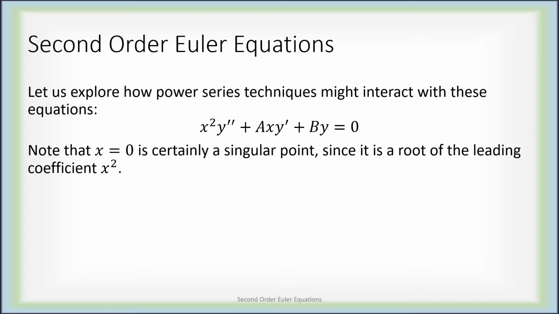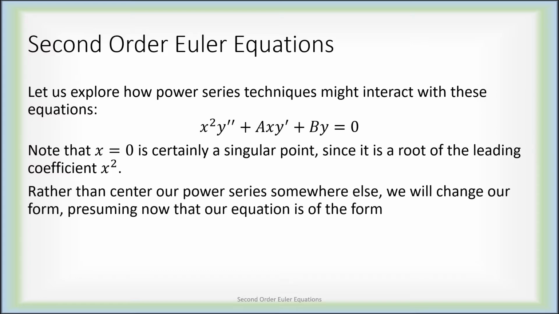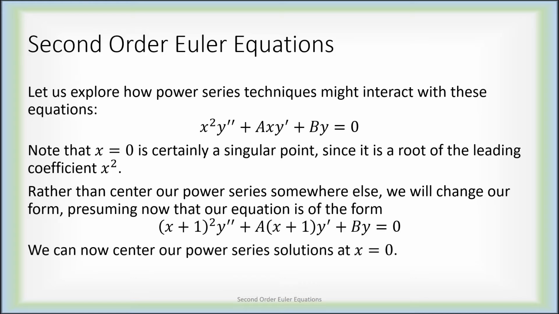Notice that x equals 0 is absolutely a singular point of this equation, since it's a root of the leading coefficient x squared. So rather than centering our power series somewhere else, we're going to just change the form of our differential equation, presuming that instead this Euler equation is of the form (x plus 1) squared y double prime plus a(x plus 1) y prime plus by. This will allow us to essentially change the center of the Euler equation rather than the center of our power series. Now we can center our power series at the ordinary point x equals 0.